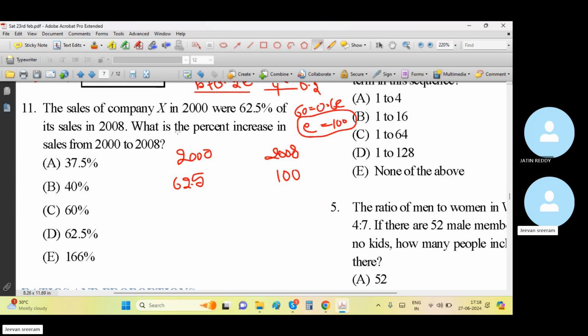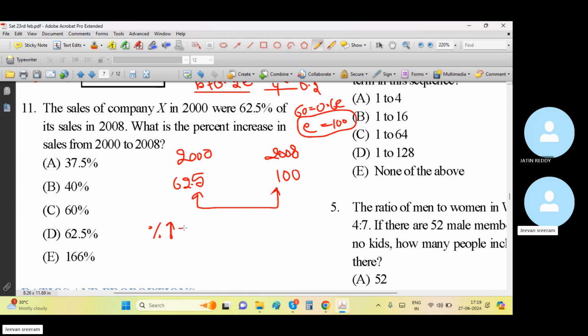What is the percent increase in the sales from 2000 to 2008? Tell me, what's the percentage increase? You must go with the formula, buddy. It's not an increase from 100 to some quantity. It is an increase from 62.5 to 100. The change happened on 62.5, not on 100, to say directly. So just follow the formula.